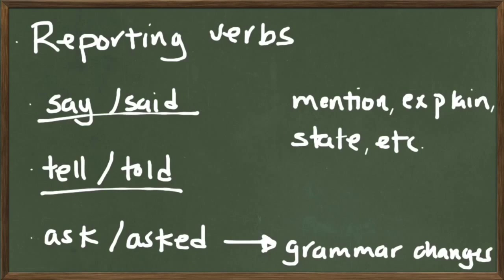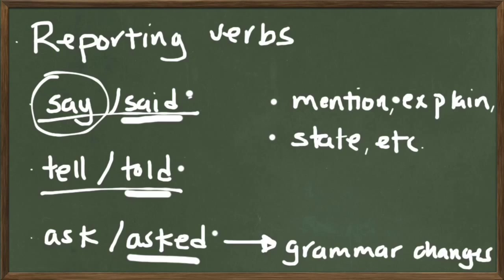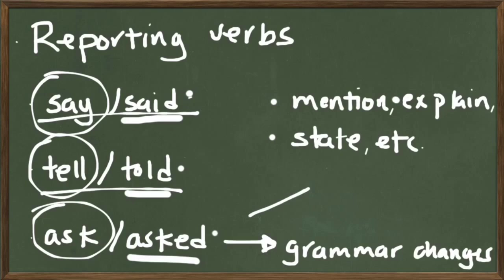Okay, reported verbs. So we have said, told, asked. We have others that we don't use as much: mention, explain, state. The ones we will be concentrating on more are said, told, and asked. Notice that I'm putting them in simple present form, just as a reminder. Another important thing is that when we use asked, the grammar changes. We will also talk about this later on.